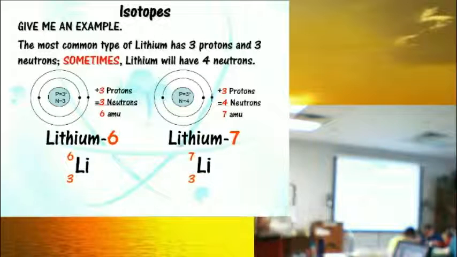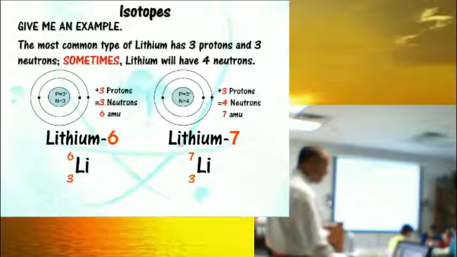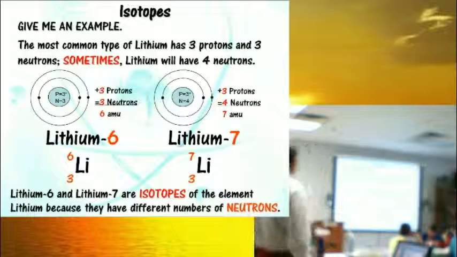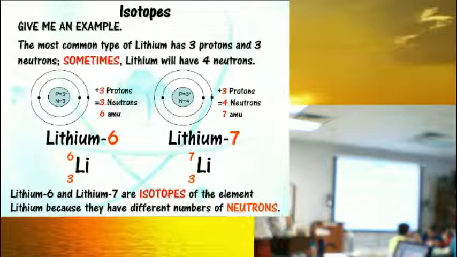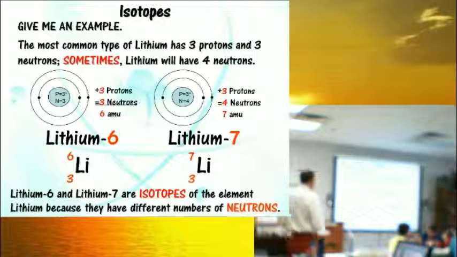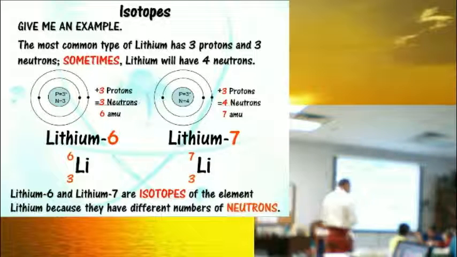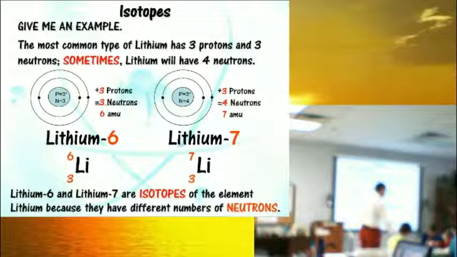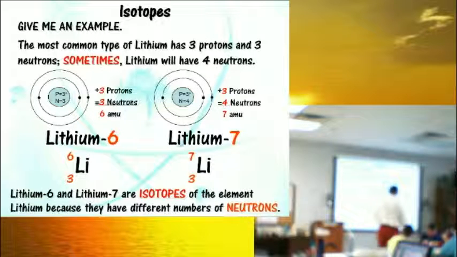Okay? Let's take a look at another one. Lithium 6 and lithium 7 are isotopes of the element lithium because they have different numbers of neutrons. You can fill that in at the bottom down there. Lithium 6 and 7 are isotopes, and one of the blanks got cut off at the bottom. Just write neutrons right here.